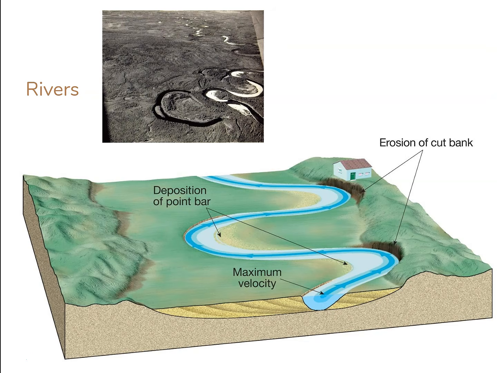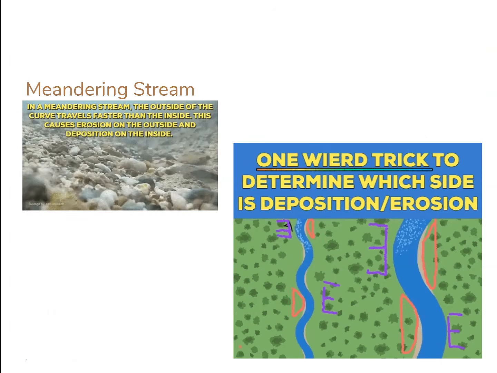On the inside, though, the velocity is a little bit slower. And in that case, you get deposition of sand and gravel. That's called a point bar. And you can see in the image above, the point bars show up really, really nicely. They're mostly sand, and in this case, they're really white compared to the rest of the river and the rest of the geology around it. So you can see those point bars really well.